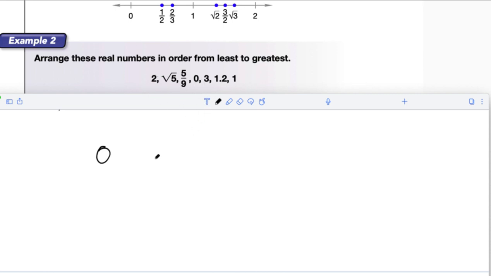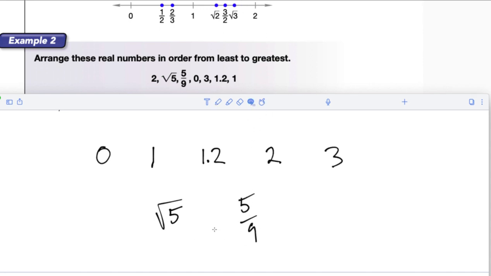So I know 0, I know 1 comes after 0, 1.2 definitely comes after 1, 2 comes after that, and 3 comes after that. I just have the square root of 5 to deal with, and I also have 5/9. As I look at it, 5/9 isn't that bad because 5/9 is a fraction.